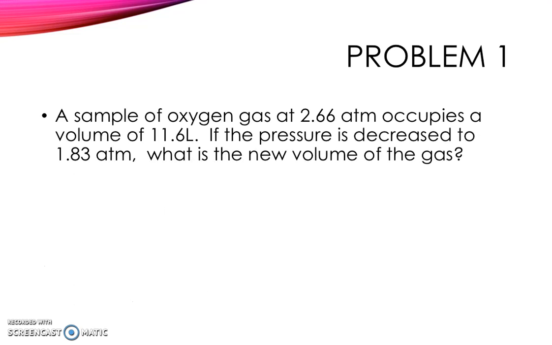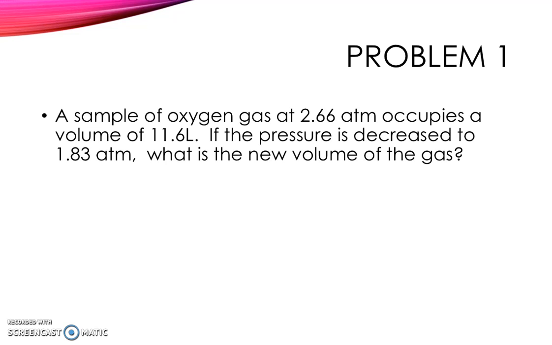So let's do our first problem. A sample of oxygen gas at 2.66 atmospheres occupies a volume of 11.6 liters. If the pressure is decreased to 1.83 atmospheres, what's the new volume of the gas? Now, let's do a little thinking before we start. My pressure went down, so my volume should go up. I should get an answer that's bigger than 11.6.